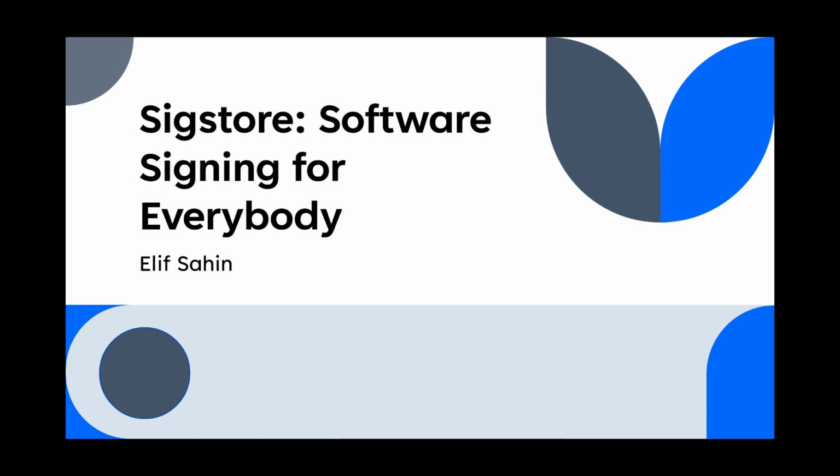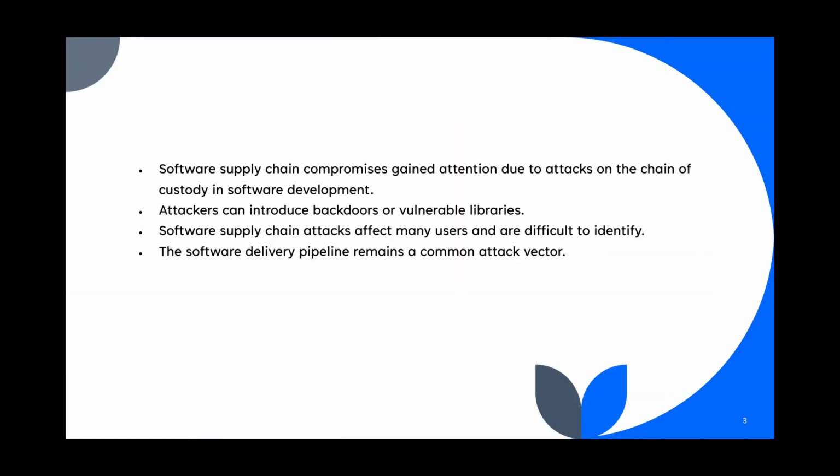Sigstore, software signing for everybody. Software supply chain compromises gained attention due to attacks on the chain of custody in software development. Attackers can introduce backdoors or vulnerable libraries. Software supply chain attacks affect many users and are difficult to identify. The software delivery pipeline remains a common attack vector.